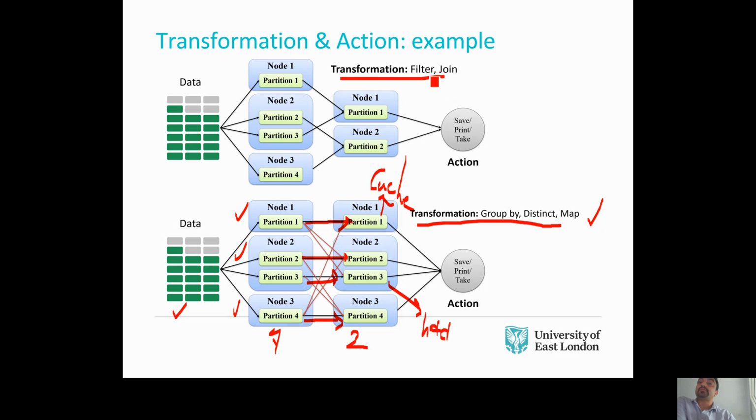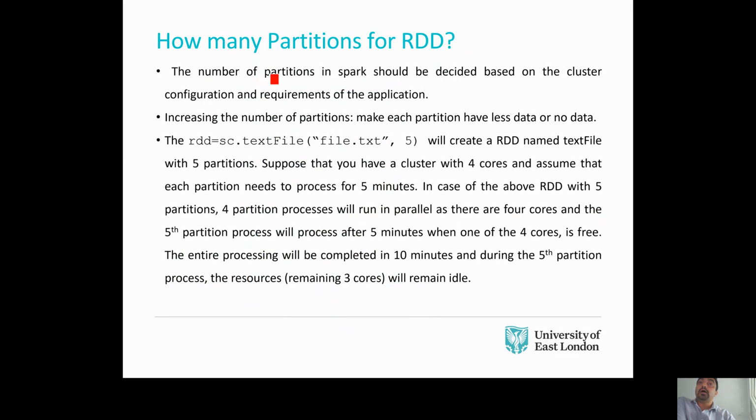But for some transformation operations like filter and join, as you can see, you can decrease the size of your partitions. At the first step, I have 4 partitions, and then I have 2 partitions. So how many partitions for an RDD, guys? That's an important part. Let's say I have a CPU with 3 cores, right? These are my CPU.